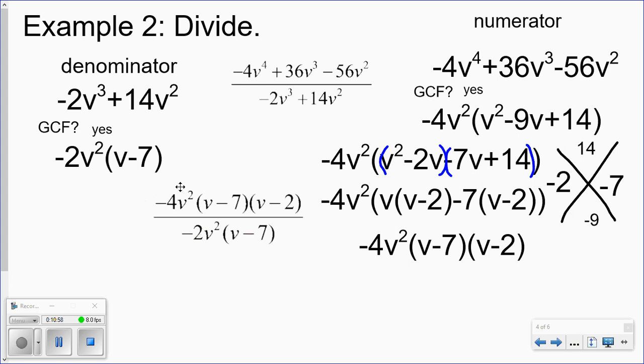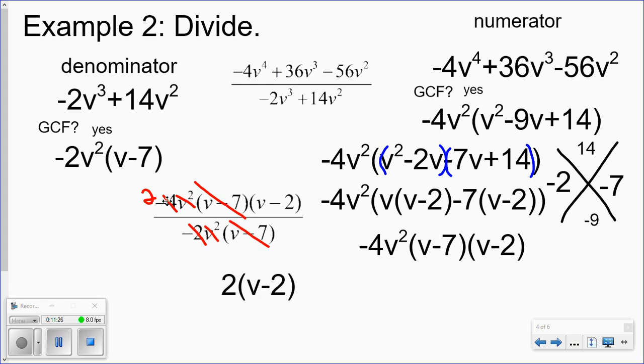Now, if you look, they both have a v minus 7, so those will cancel out. Those will cancel out. The v squareds cancel out. And then I have negative 4 over negative 2. Well, negative 4 over negative 2 simplifies, it just becomes 2. Okay? So all that goes away. I'm left with 2 there, and I'm left with the v minus 2.